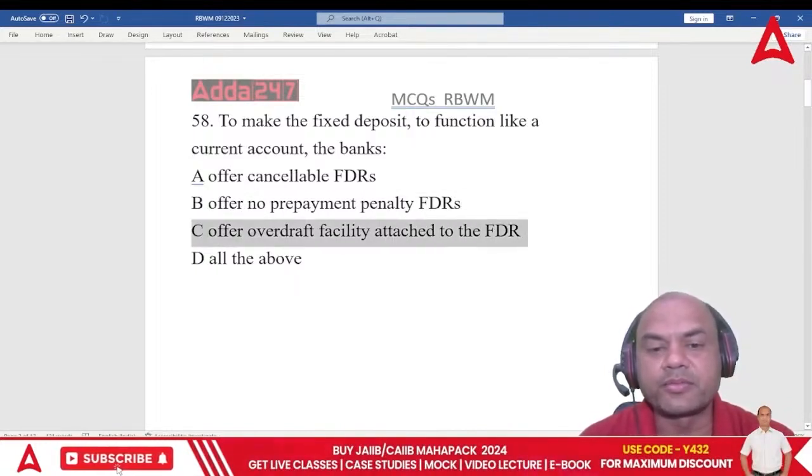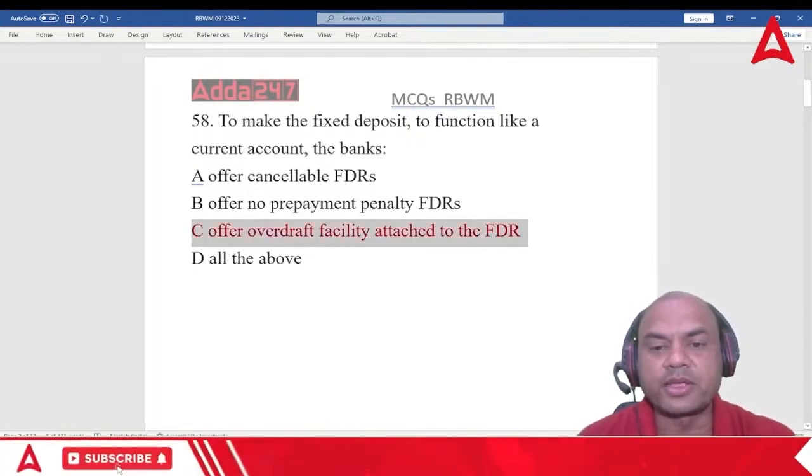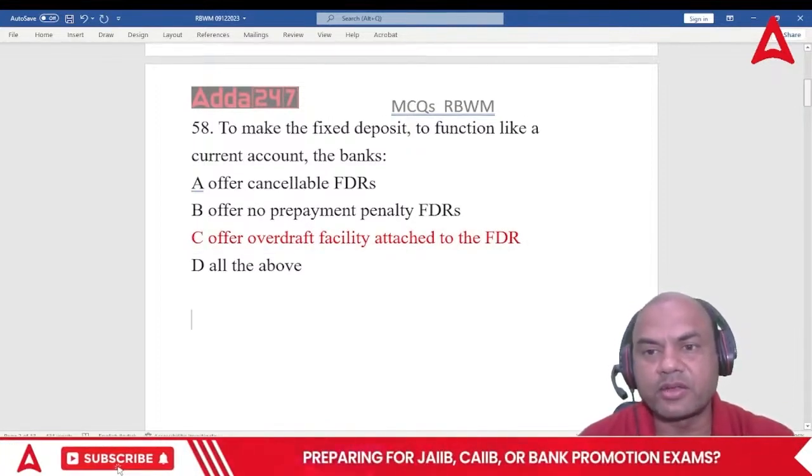Let me mark it red. Everyone got this? Type yes in the comment section. Everyone got it?